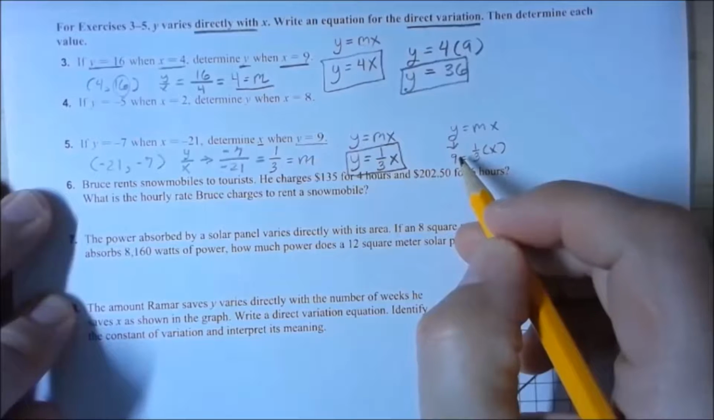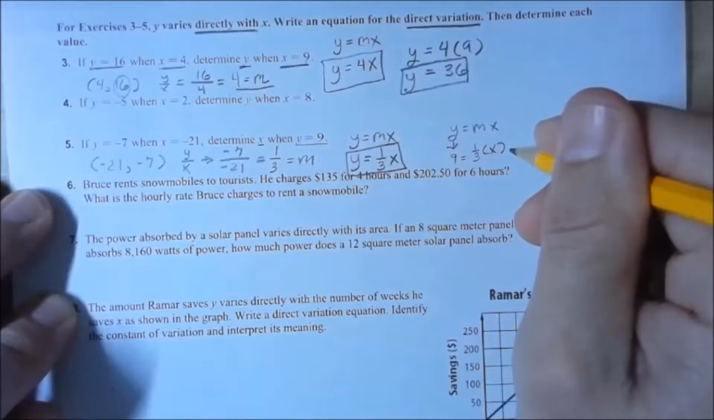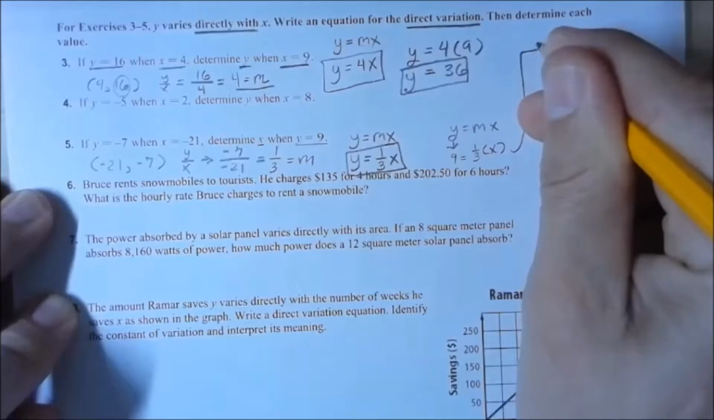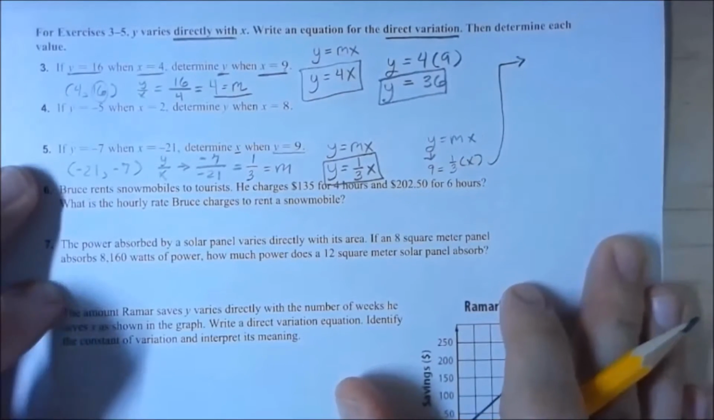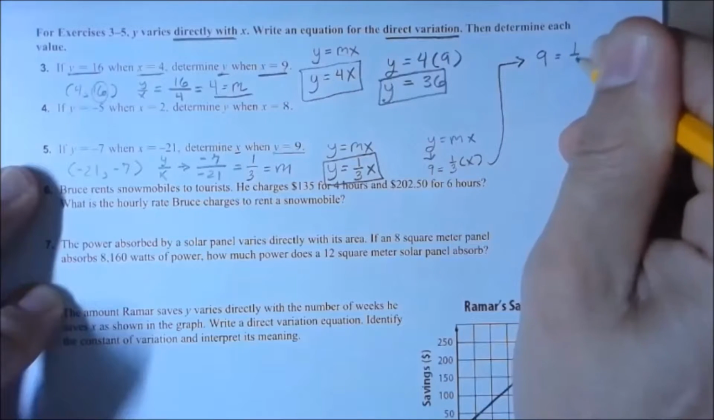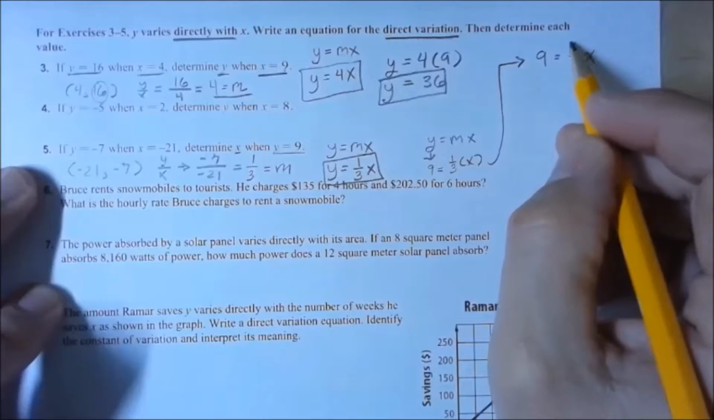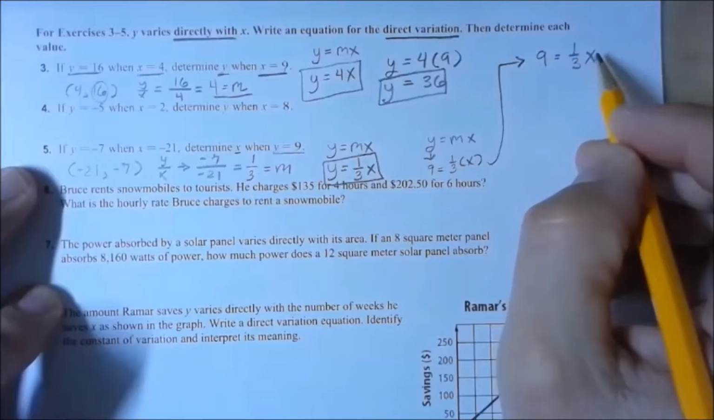So if we want to solve this, we're going to have to do inverse operations, much like we did on a problem yesterday. And I'm going to bring this over here so that I can work it from top to bottom. I think it'll make more sense if I write it this way. 9 is equal to 1/3 x. Now 1/3 x just means 1/3 times x.